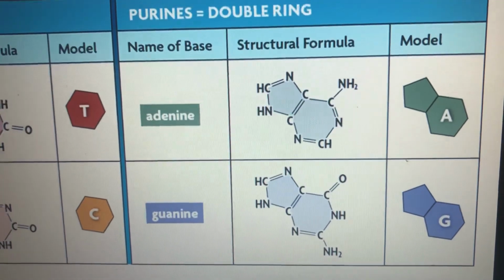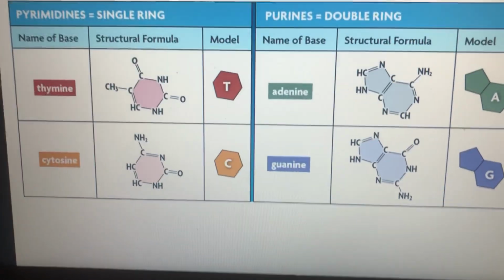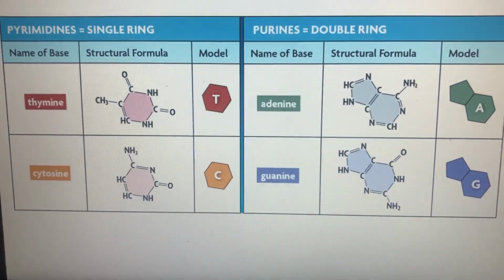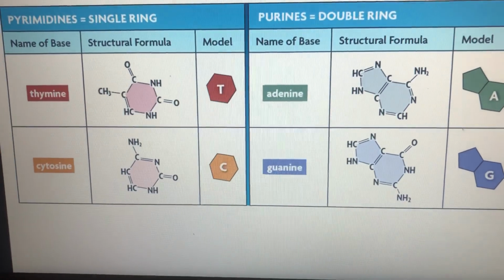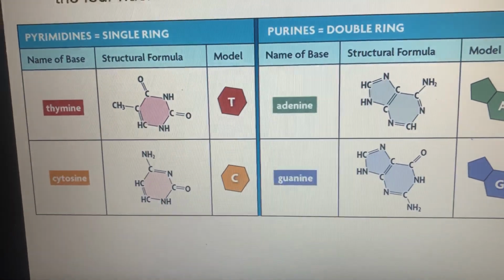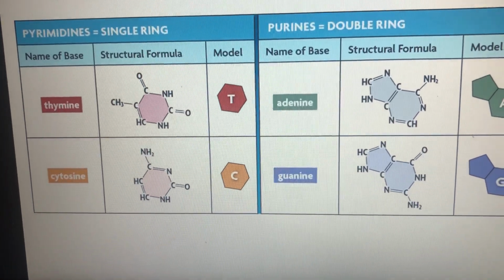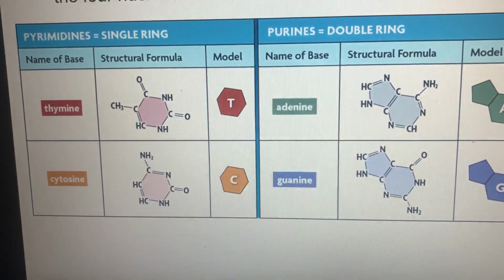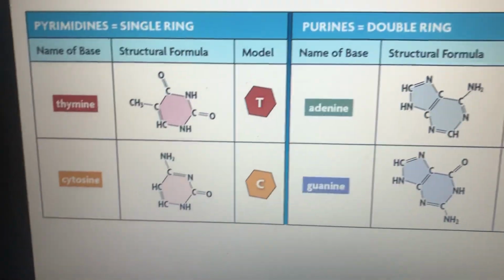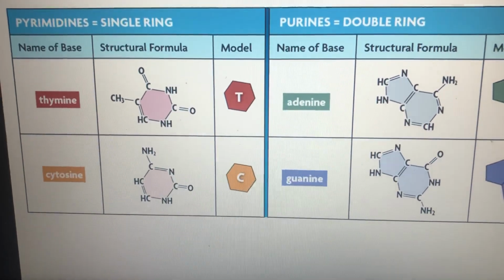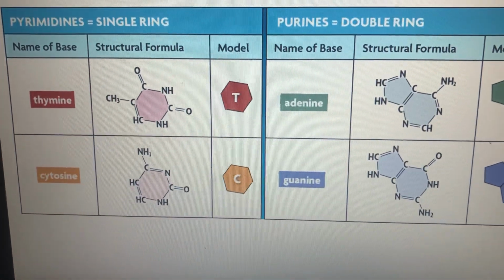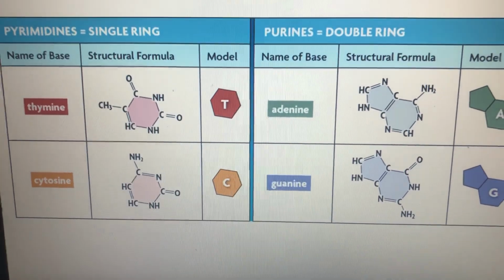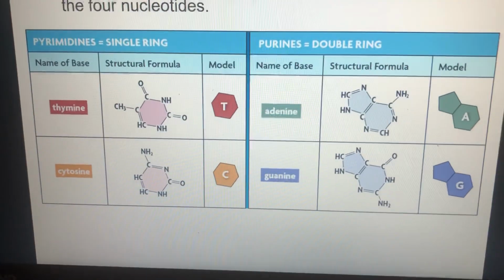And also guanine. So if I asked you, in what way are thymine and cytosine similar? They have only one ring. In what way are adenine and guanine similar? They have double rings. The nitrogenous bases that have double rings are called purines. Nitrogenous bases that have single rings are called pyrimidines. Okay? So now we know the structure of the nucleotide.